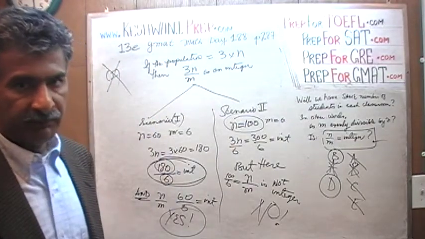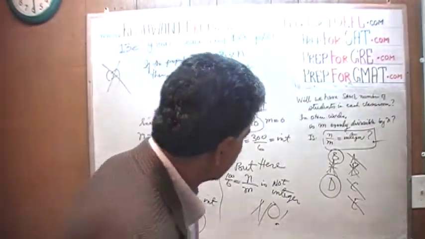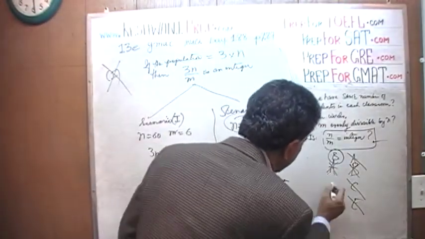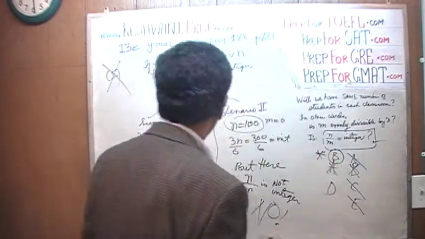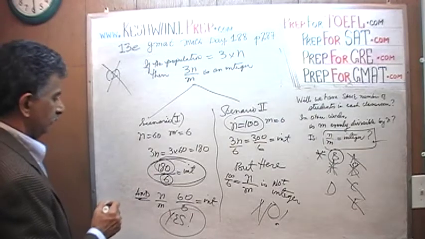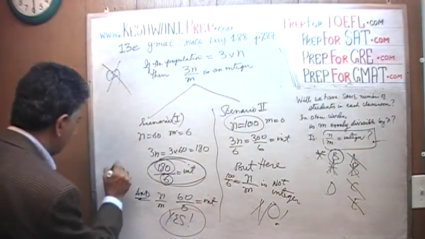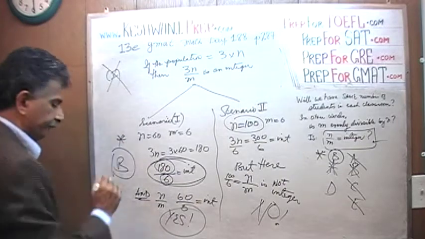Because the first statement by itself did not do the job, we find now that the answer is not D. I shouldn't have circled it. The answer is not D. The answer turns out to be B. This statement did not work. The second statement did work. So the answer is B. That's it.